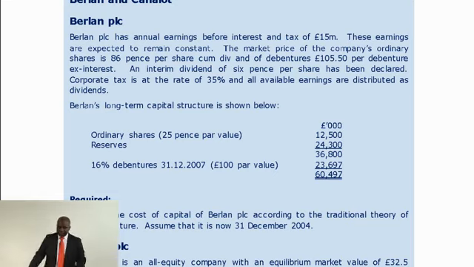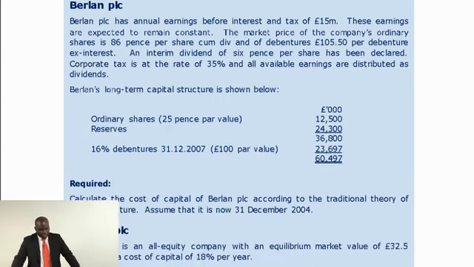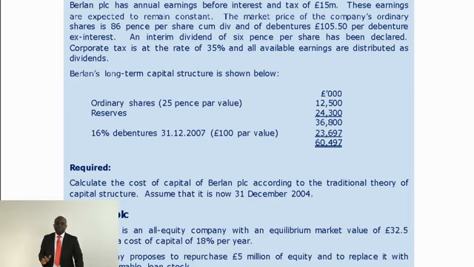An interim dividend of 6 pence per share has been declared. Corporate tax is at the rate of 35%, and all available earnings are distributed as dividend. Berland's long-term capital structure is shown below: ordinary shares, reserves, 16% debentures. Required: calculate the cost of capital of Berland PLC according to the traditional theory of capital structure. Assume that it is now 31st December 2004.